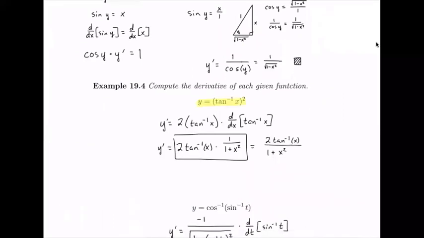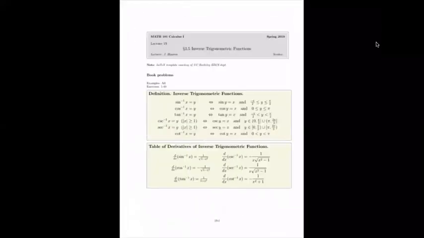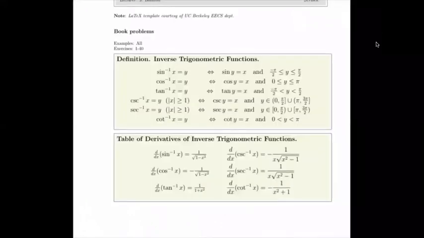Okay, so next up, compute the derivative of each of the given functions. So we've got y equals tangent inverse of x, quantity squared. So a chain rule, 2 comes down, times the inner function, tangent inverse of x, and then times the derivative of that inner function, tangent inverse of x. Okay, so now we need to go find our arctangent or inverse tangent derivative. And if I look back on the previous page, I find it right here. And there it is. That thing's derivative is 1 over 1 plus x squared.